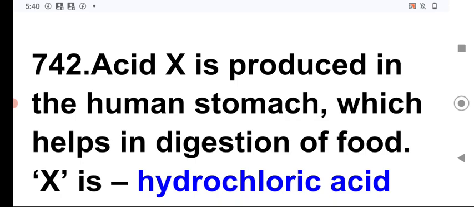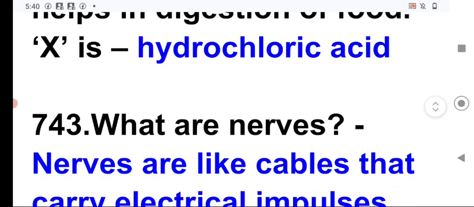Next question, acid X is produced in the human stomach which helps in the digestion of food. X is hydrochloric acid, and we know hydrochloric acid not only kills the bacteria of the food but also makes the medium acidic, and it also converts pepsinogen into active pepsin, and pepsin is an enzyme which is essential for the digestion of protein.